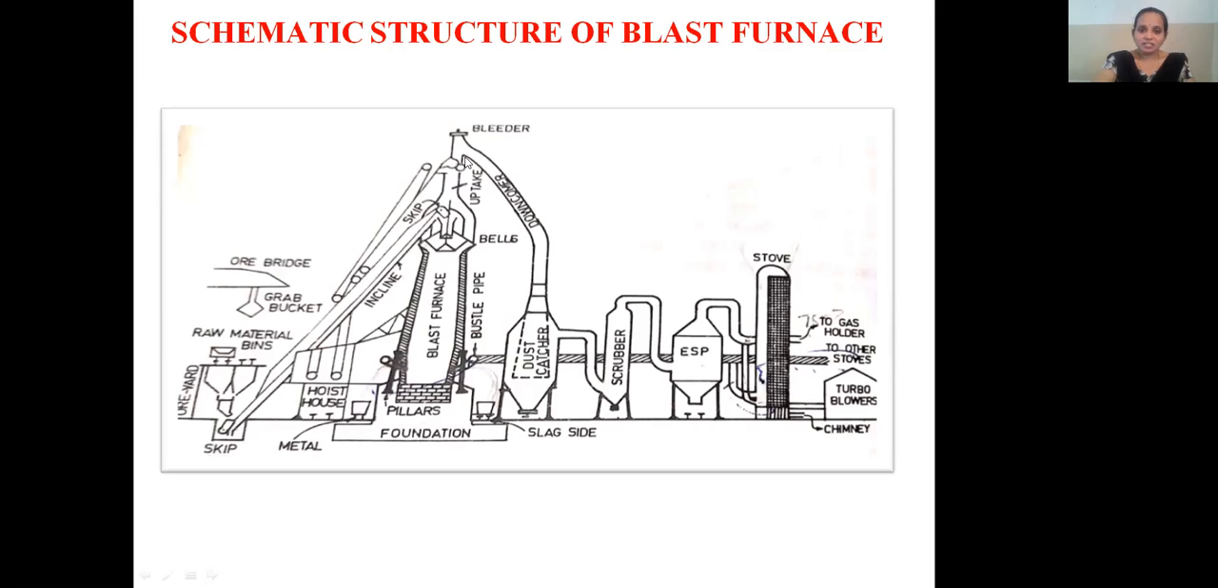And this is the downcomer. The exhaust gases coming out from the blast furnace directly enter the dust catcher, where coarse cleaning of the gases takes place. This is the gas cleaning unit.